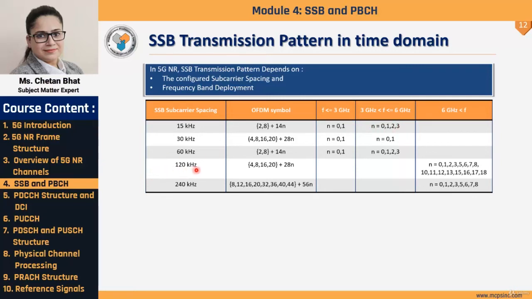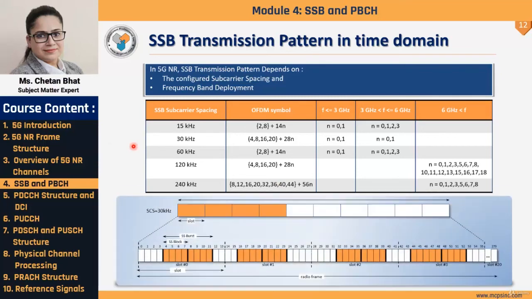Similarly, for 120 kilohertz, we are talking about frequency greater than 6 gigahertz. So N can be 0, 1, 2, 3, 5, 6, 7, 8, 10, 11, 12, 13, 15, 16, 17. Putting those values of N into this expression, we will get the position of the OFDM symbol for SSB transmission. So let us take an example of subcarrier spacing of 30 kilohertz.